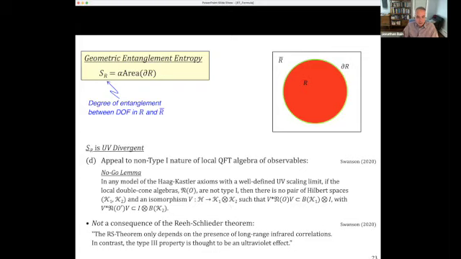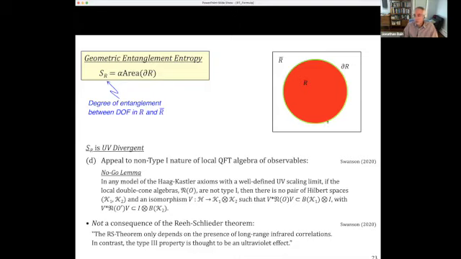And Swanson goes on to point out that this obstacle is not a consequence of the Reeh-Schlieder theorem, which is another result in algebraic quantum field theory that indicates, in particular, the vacuum of a typical quantum field theory is entangled across any generic space-like separated regions. But this UV divergent nature is not a consequence of the Reeh-Schlieder theorem, or a consequence of this non-type one nature of the algebra of observables in QFT.